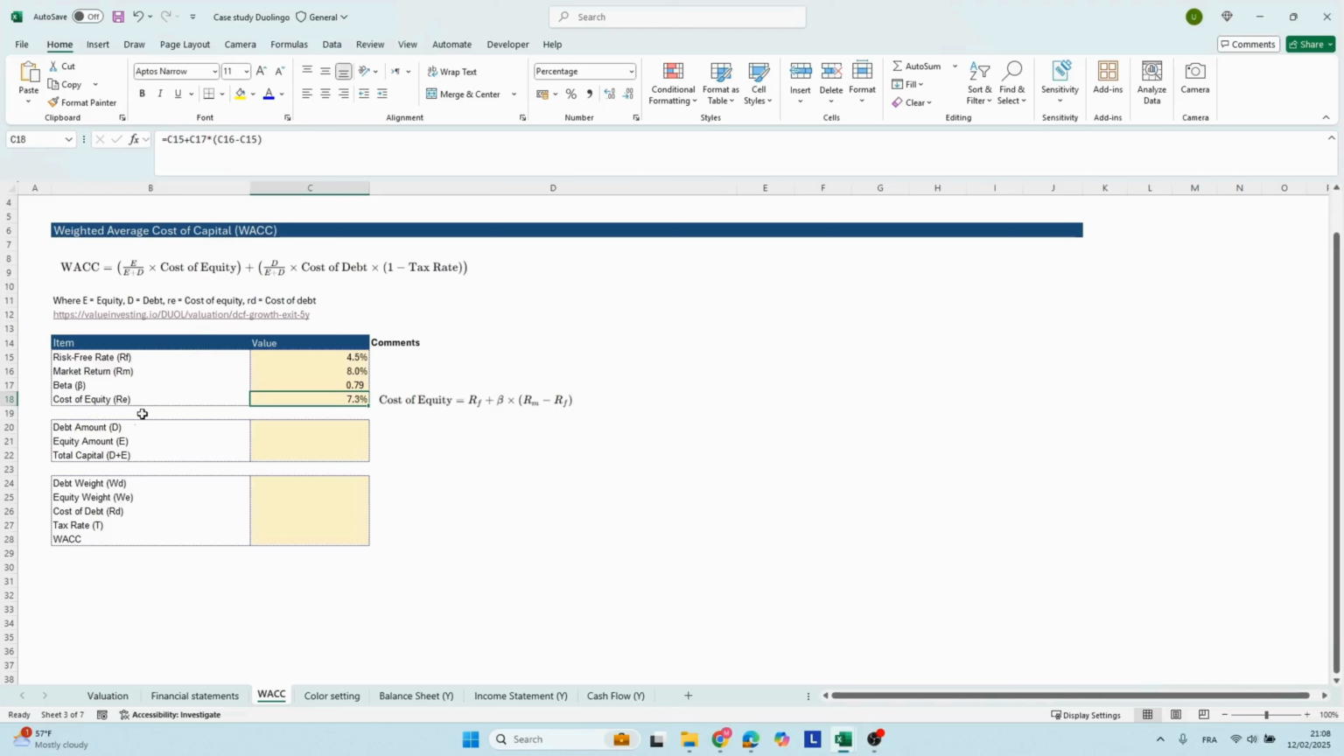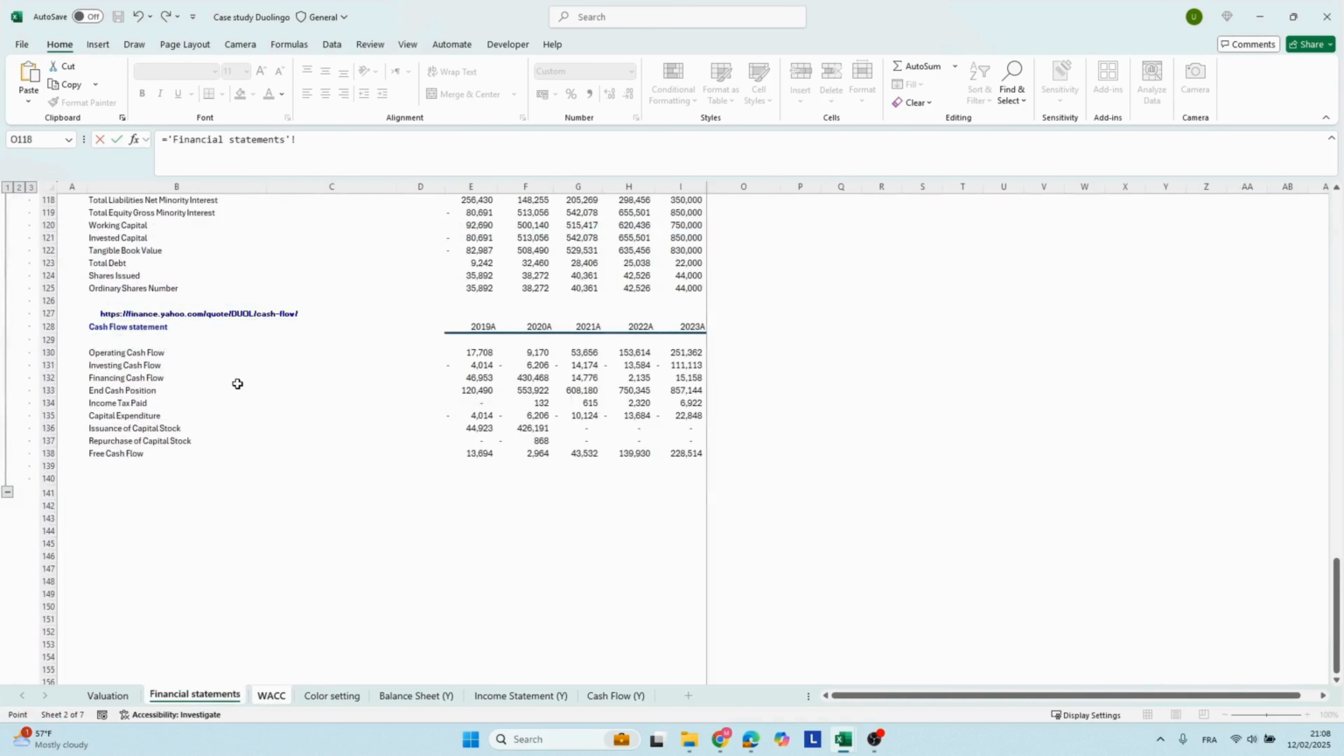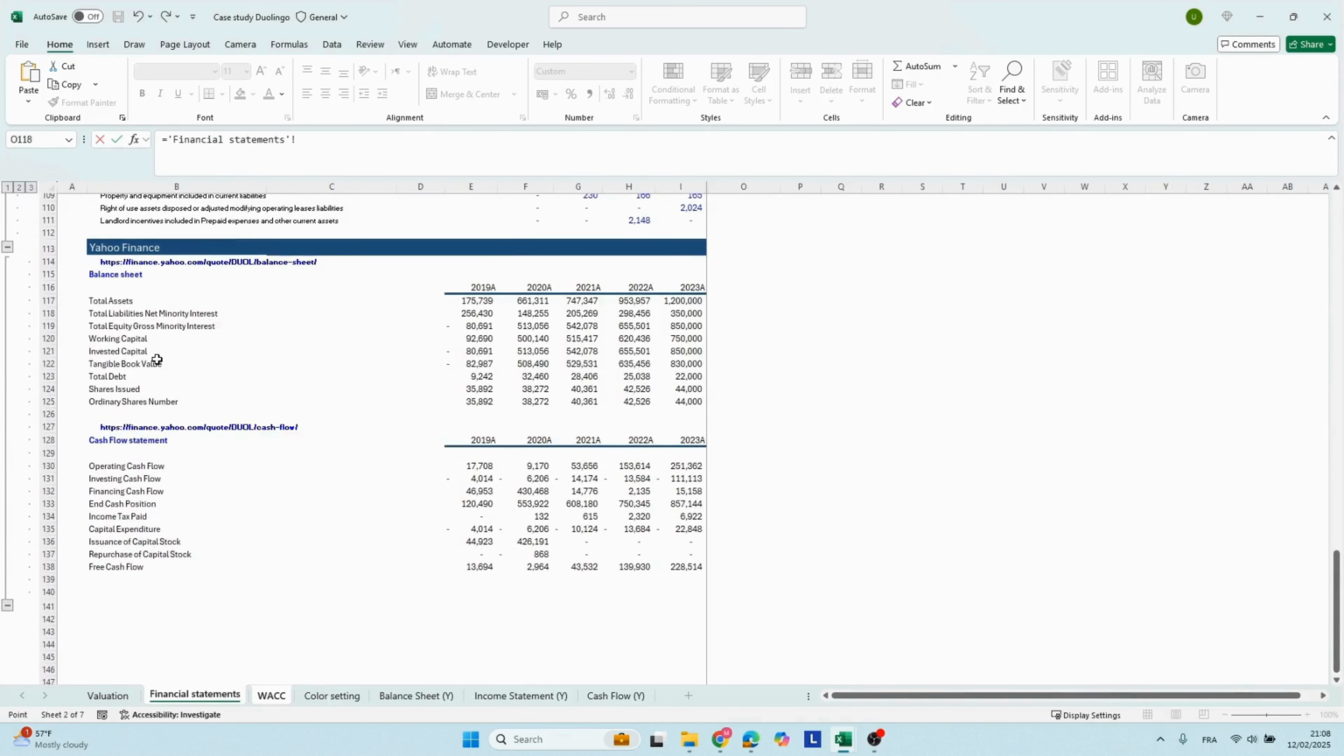Next, we need to calculate the total capital, which is D plus E. For the total debt, we get it from the financial statement. So we go to the financial statement and search for debt. This is the data that we get from Yahoo Finance. We need the debt for the last year, which is 22 million.